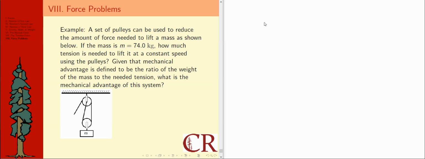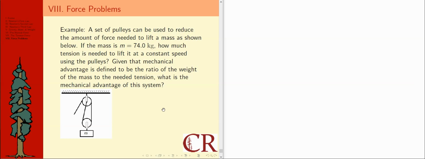A set of pulleys can be used to reduce the amount of force needed to lift a mass as shown below. And here's this picture of this kind of pulley setup with a mass. If the mass is 74 kilograms, how much tension is needed to lift it at a constant speed using the pulleys? And then it says, given that mechanical advantage is defined to be the ratio of the weight of the mass to the needed tension, what is the mechanical advantage of this system?